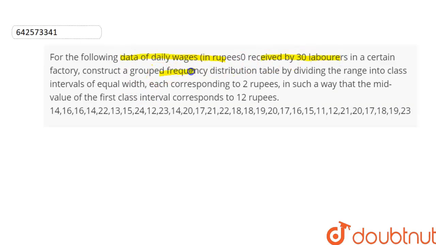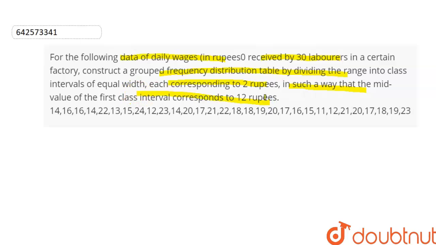For the following data of daily wages in rupees received by 30 laborers in a certain factory, construct a group frequency distribution table by dividing the range into class intervals of equal width, each corresponding to 2 rupees, in such a way that the mid value of the first class interval corresponds to 12 rupees.